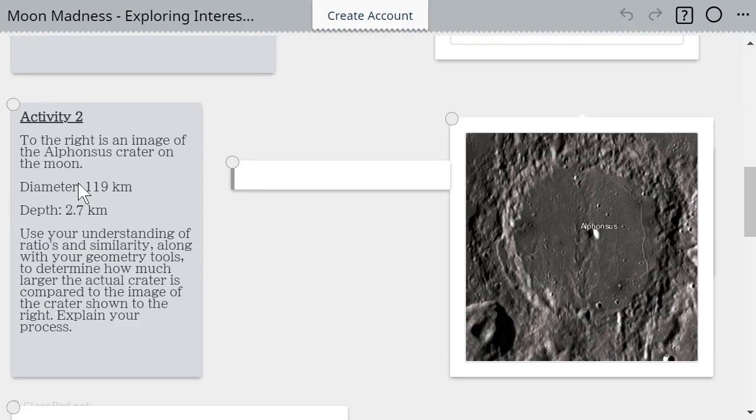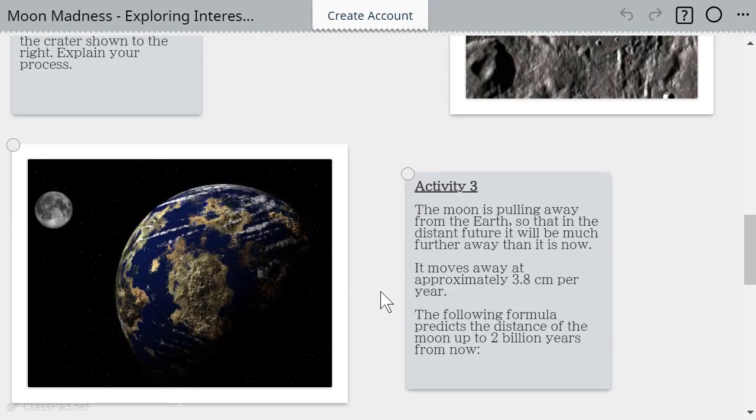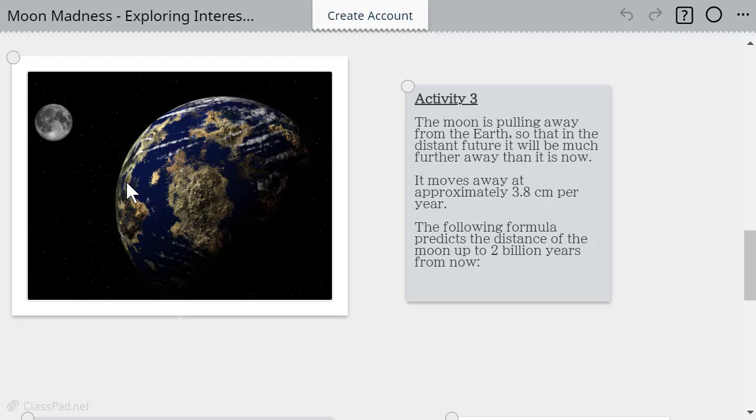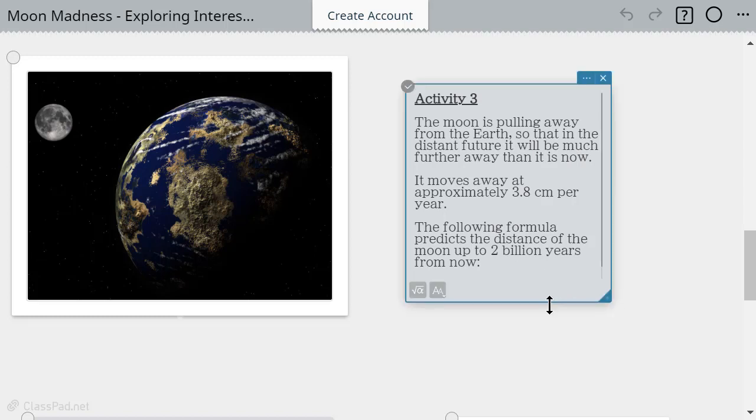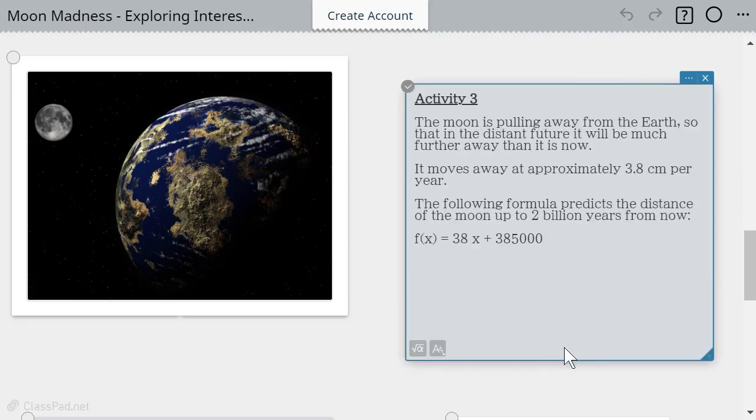Then there's a second activity, and they're given the real diameter of this crater that's on the actual moon. So this is an image of the actual crater from the moon, and they have to figure out using ratio and similarity again, how much larger is the real crater? So if you were on the moon, how much larger is it than this image right here? So that is again a ratio proportion type of problem. And then down here is another type of problem. They're going to be calculating how far the moon is away from the Earth. And so they're given some information, and there it is, and a function that describes it.